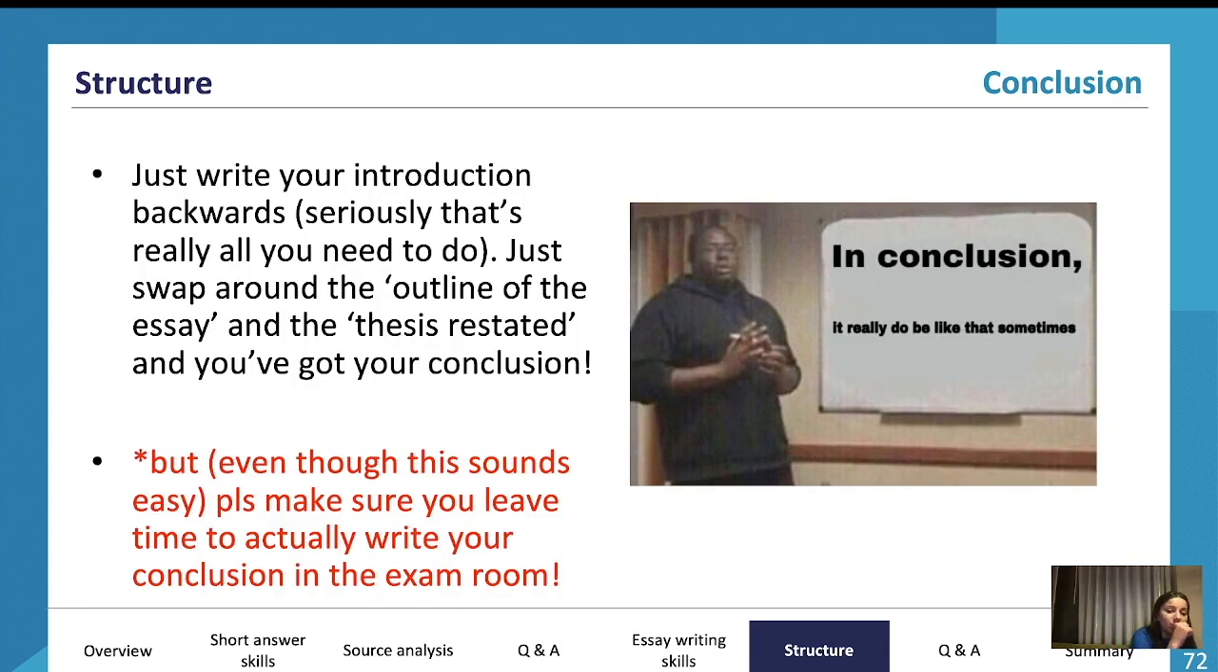Now, for your conclusion, please literally just rewrite your introduction backwards. Please make time to actually write a conclusion in your exam room. If you're running out of time, you might think, "I'm just going to skip the conclusion, if it happens, it happens, and I really want to get to the short answers." But they will take away marks for not putting in a conclusion, because that's the structure. Whether they take away 1 or 2 marks is up to the marker, but it's very, very likely that they at least take away 1, because when you think of an essay structure, it's introduction, body, and conclusion.